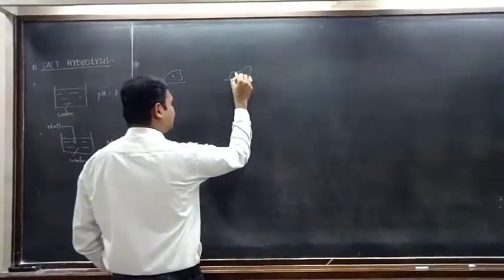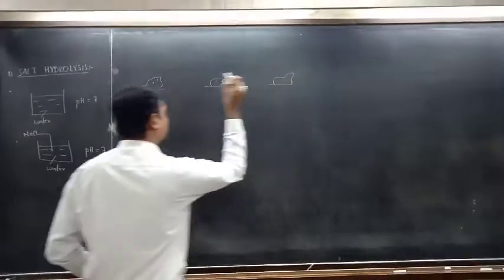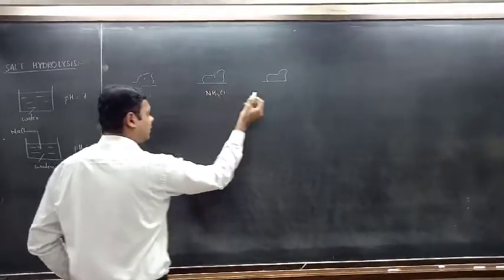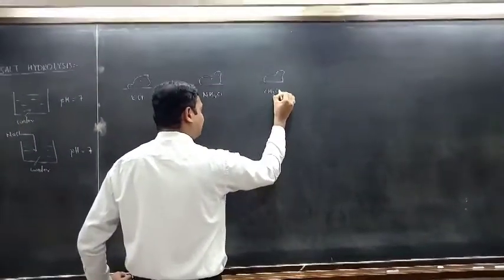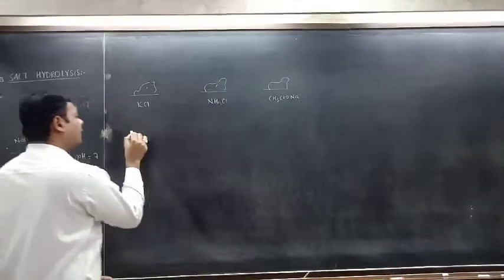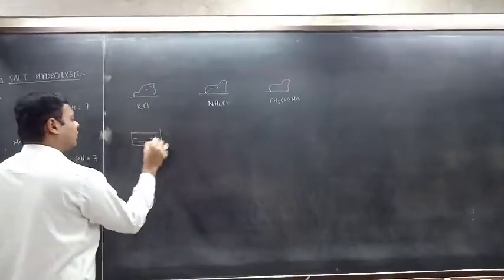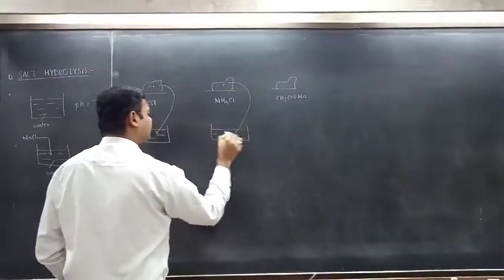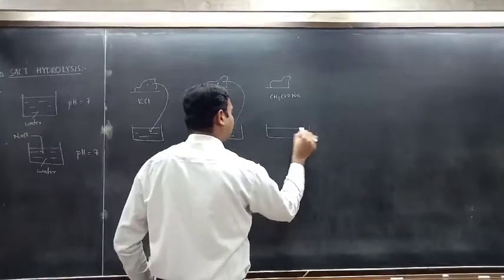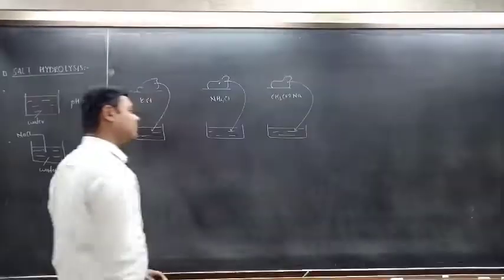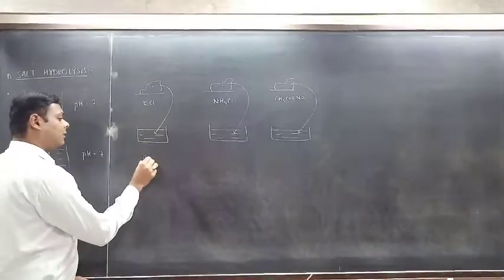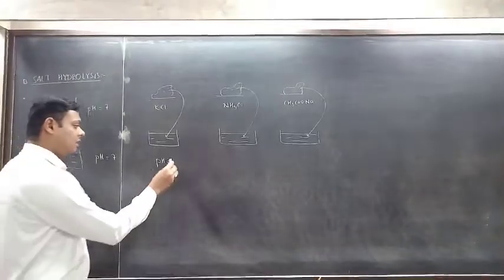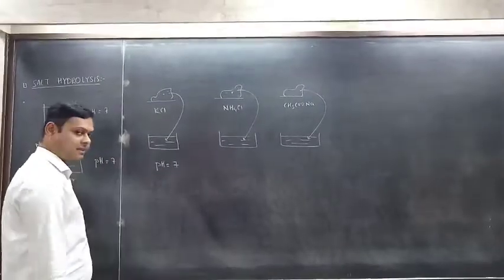Consider 3 different salts. Let's say KCl number 1, second NH4Cl, and thirdly CH3COONa. Now we add these different salts into water and try to determine the pH of the resulting solution. When KCl, potassium chloride, is added to water, we see that there is no change in the pH of the solution, that is, it remains 7.